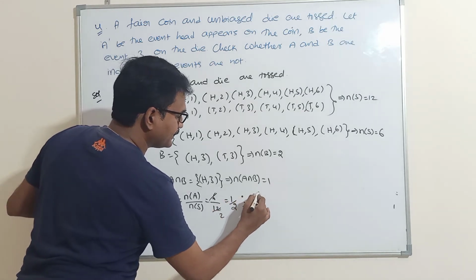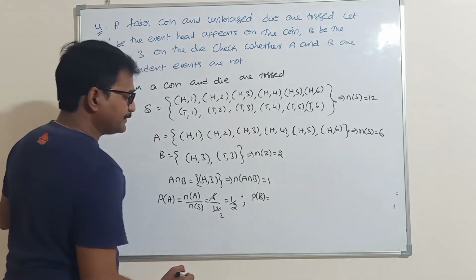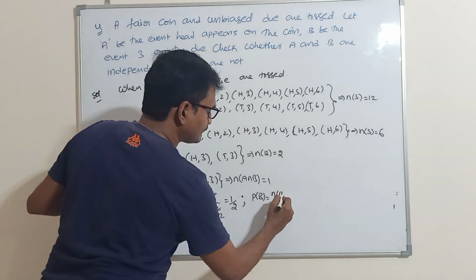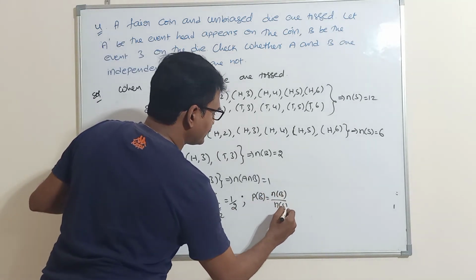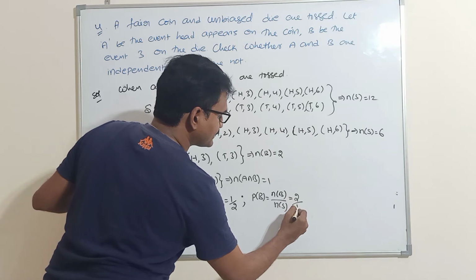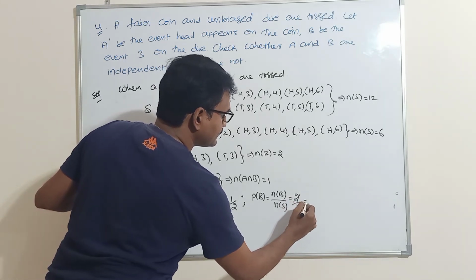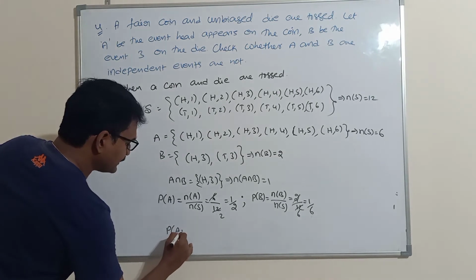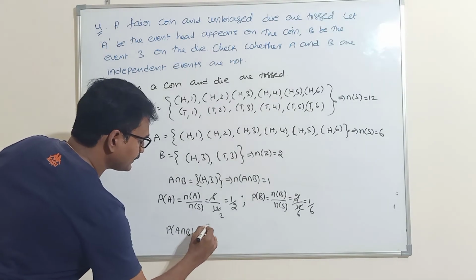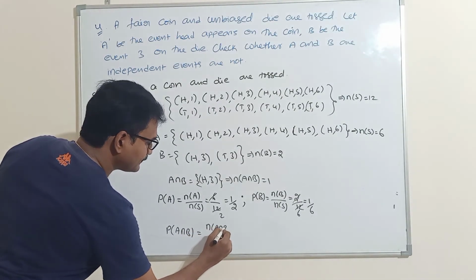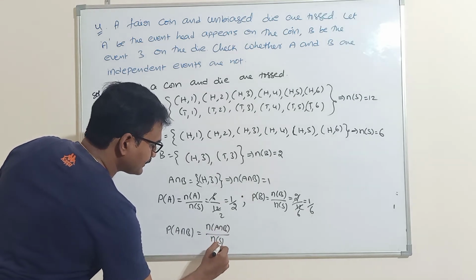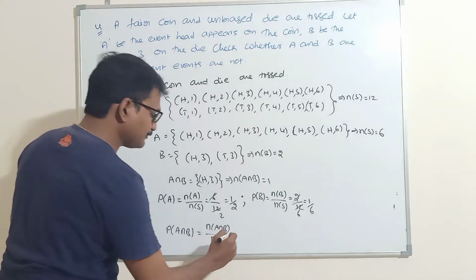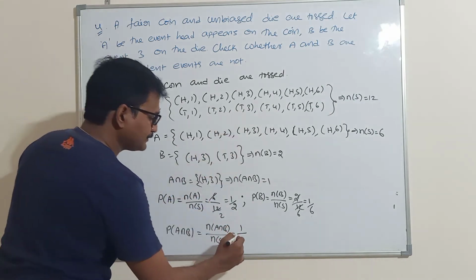Similarly find here P of B. P of B means N of B by N of S. So what is N of B? 2 by N of S is 12, 1 by 6. Next, P of A intersection B is how much? N of A intersection B by N of S. So what is N of A intersection B value? 1 by N of S value 12.